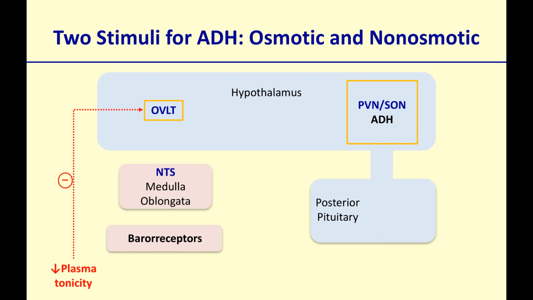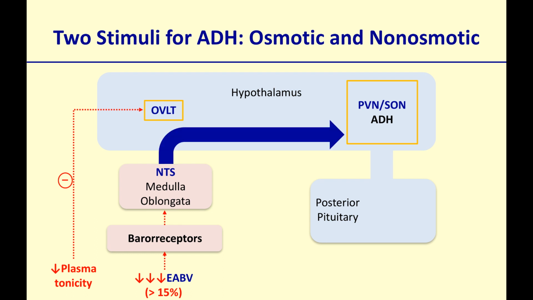Now, the other stimuli for ADH is low effective arterial blood volume, and we mentioned this in the first lecture. When the effective arterial blood volume goes down by more than 15%, then that will stimulate the baroreceptors, which will send signals to the medulla oblongata, specifically a structure called nucleus of tractus solitarius, and then it will send a signal to the paraventricular nuclei, supraoptic nuclei, to produce ADH, and then ADH will be traveling to the posterior pituitary and then released into the circulation.